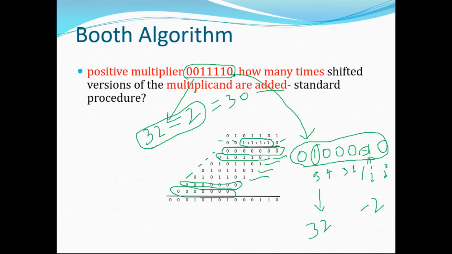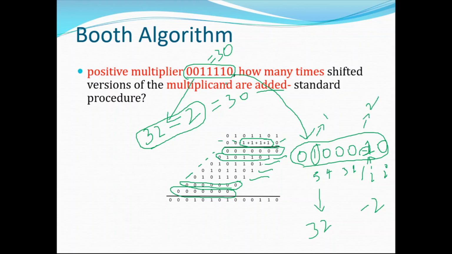So Booth says that instead of representing 30 directly in binary, you represent it as 32 minus 2. If you represent it like this, what will happen? The number of ones is reducing. Now in this representation, how many ones do we have? Only two ones.